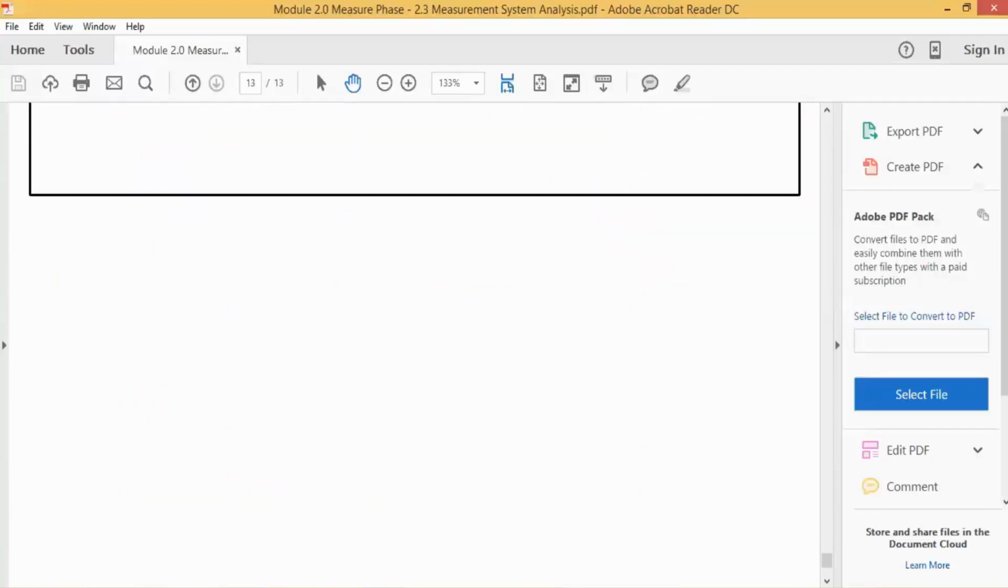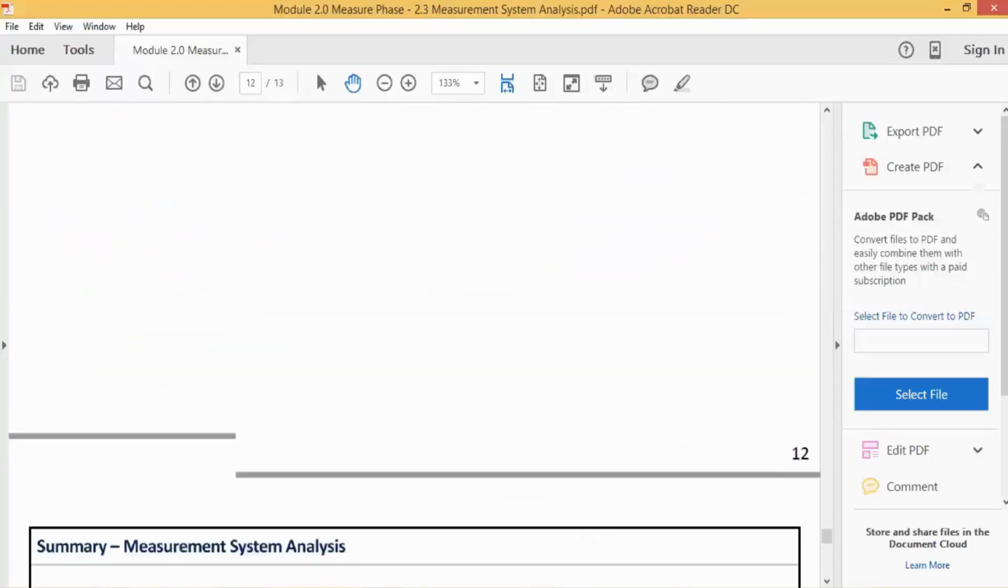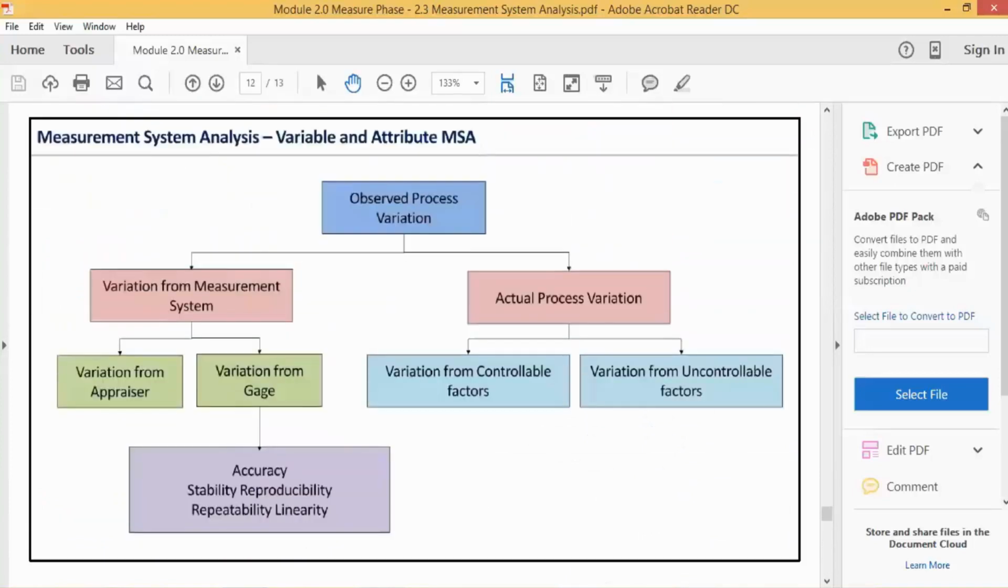Sir, can you take 2 minutes more on the previous slide? Can you give us a few examples? Variation from measurement system.